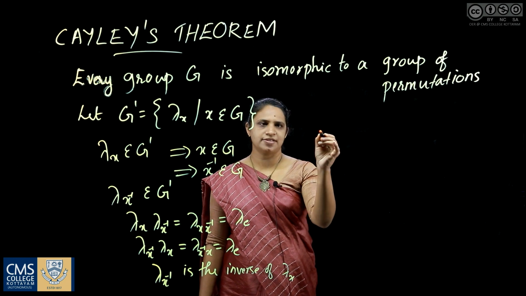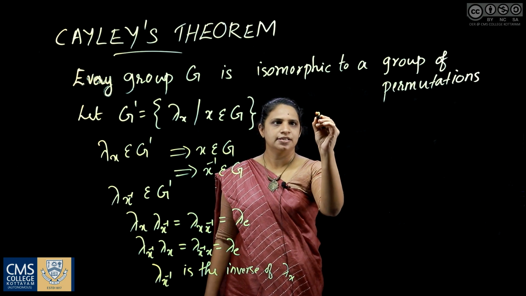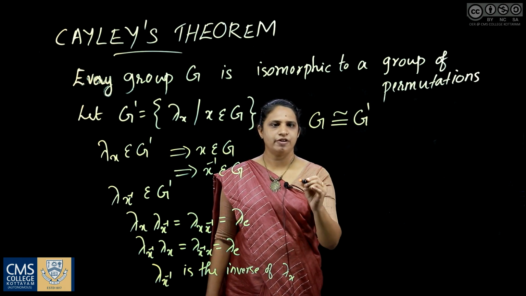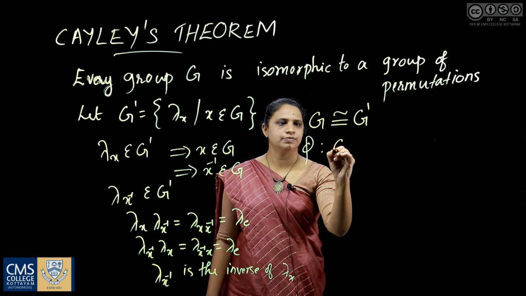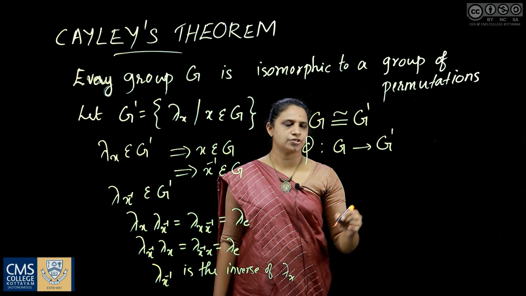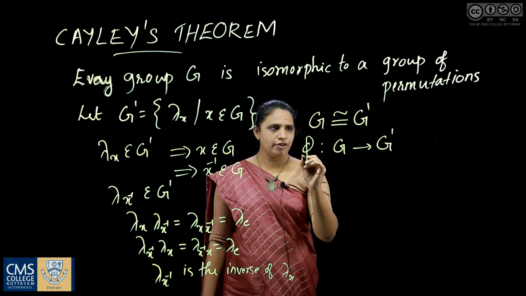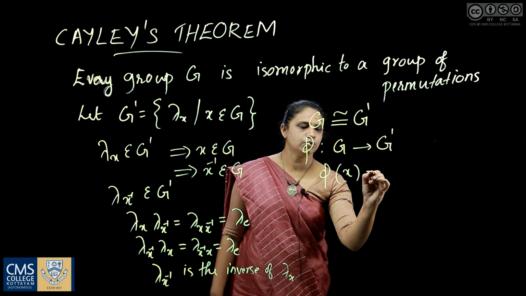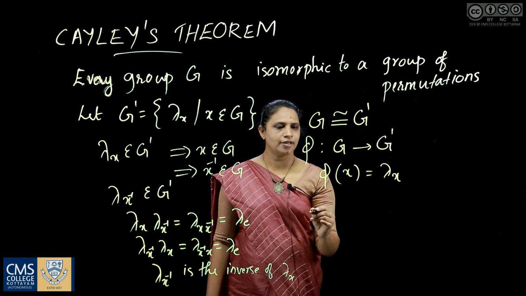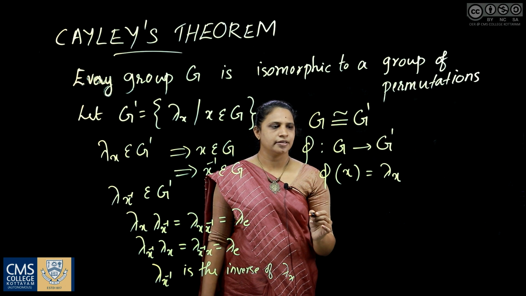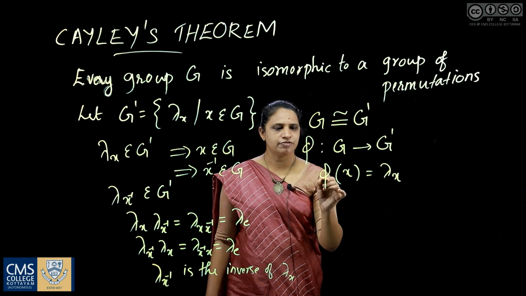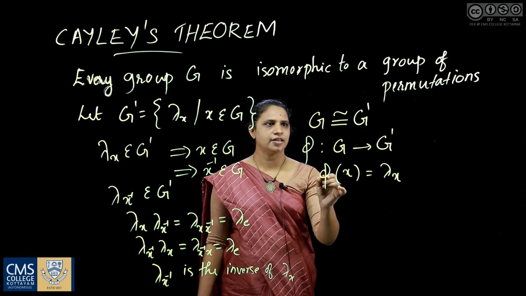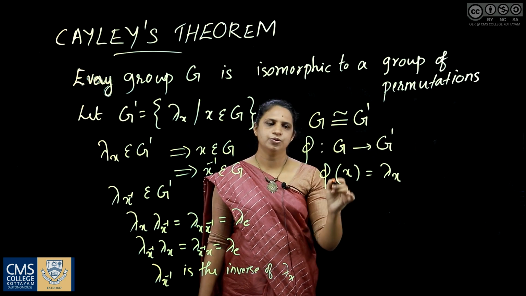Now, to prove Cayley's theorem, what we need is to show that G is isomorphic to G dash. That is, we define an isomorphism from G onto G dash. That means we define a mapping phi from G to G dash by phi of x equal to λx. Then we show that this phi is a 1-1 mapping, then that this phi is onto, and that this phi satisfies the homomorphism property. Then it is proved that this phi is an isomorphism from G onto G dash.